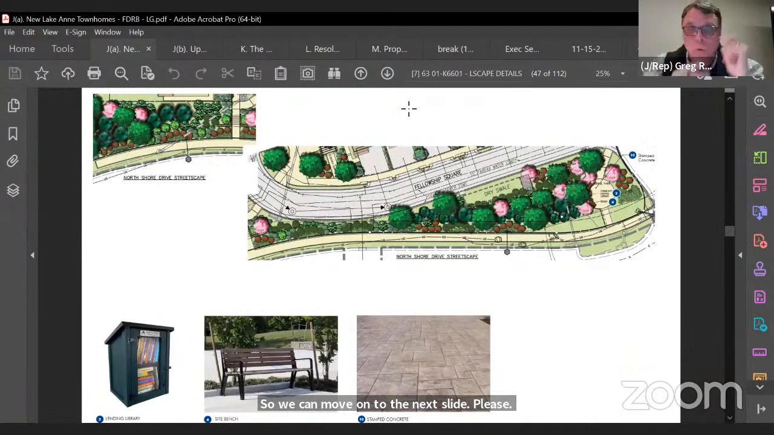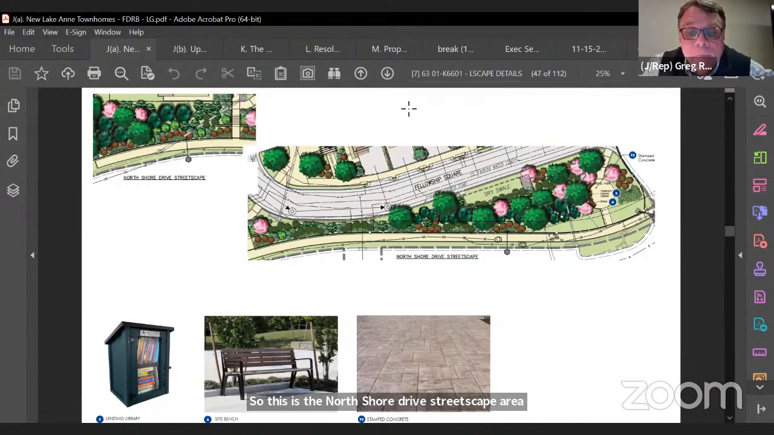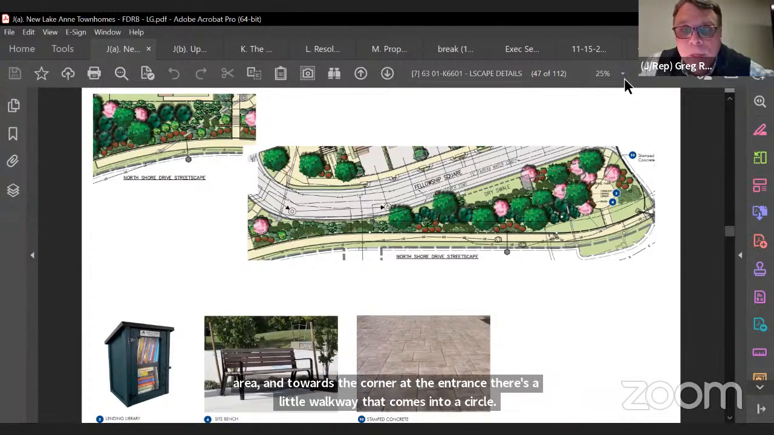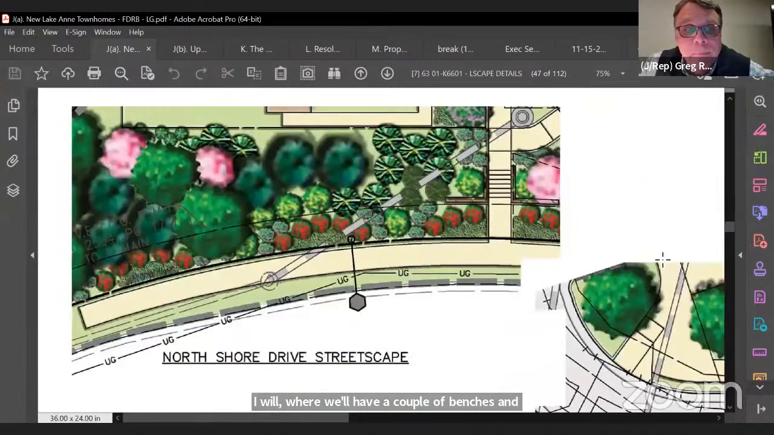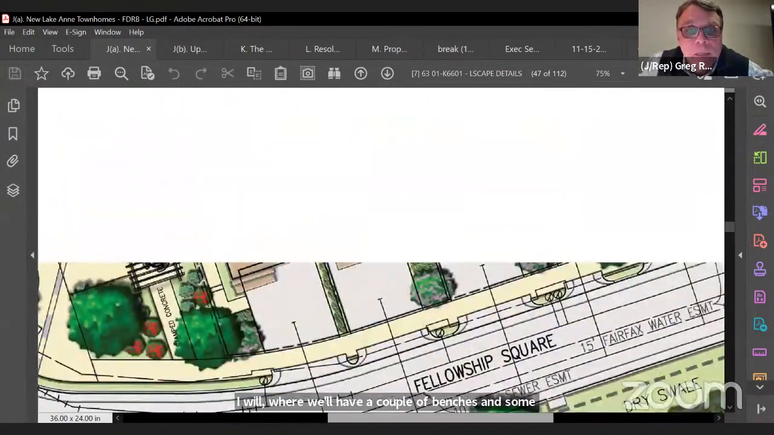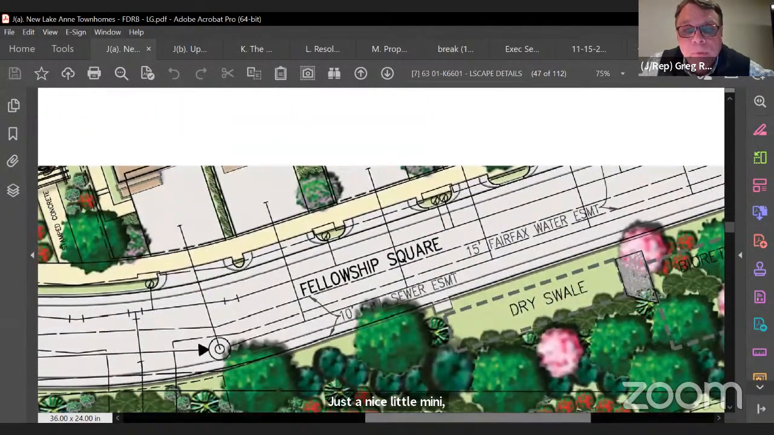So this is the North Shore Drive streetscape area enlargement plan. And this is essentially the same proposed treatment for this area that was shown on the 2018 zoning plans and approvals from the DRB back in 2018. We really haven't changed this area. It's a very heavily landscaped area. And towards the corner at the entrance, there's a little walkway that comes into a circle where we'll have a couple benches and some stamped concrete, just a nice little mini plaza with a book lending library in that space as well.